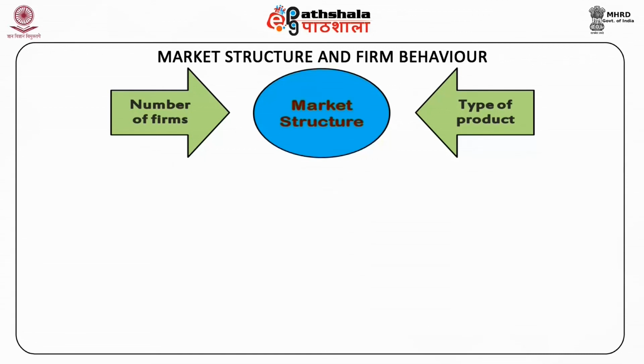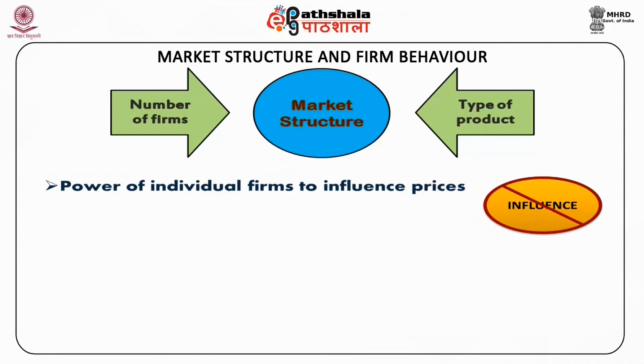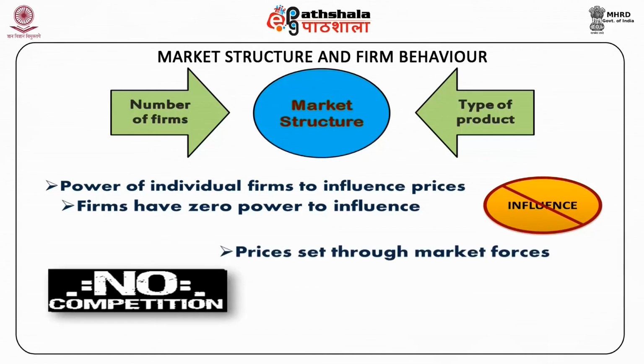Competitiveness of a market depends on the power of individual firms to influence the market prices through cost and output level. If the power is zero, then the market is said to be perfectly competitive. In this case, the firms accept the prices set through the market forces of demand and supply. This type of market structure is characterized by complete absence of rivalry among the individual firms. In such a market, firms can produce and sell any amount of output at the prevailing prices.